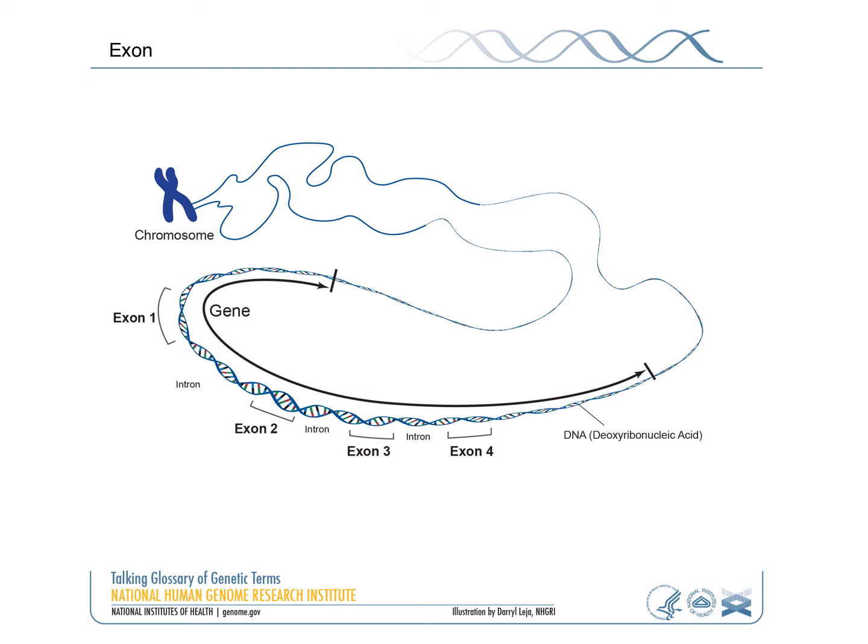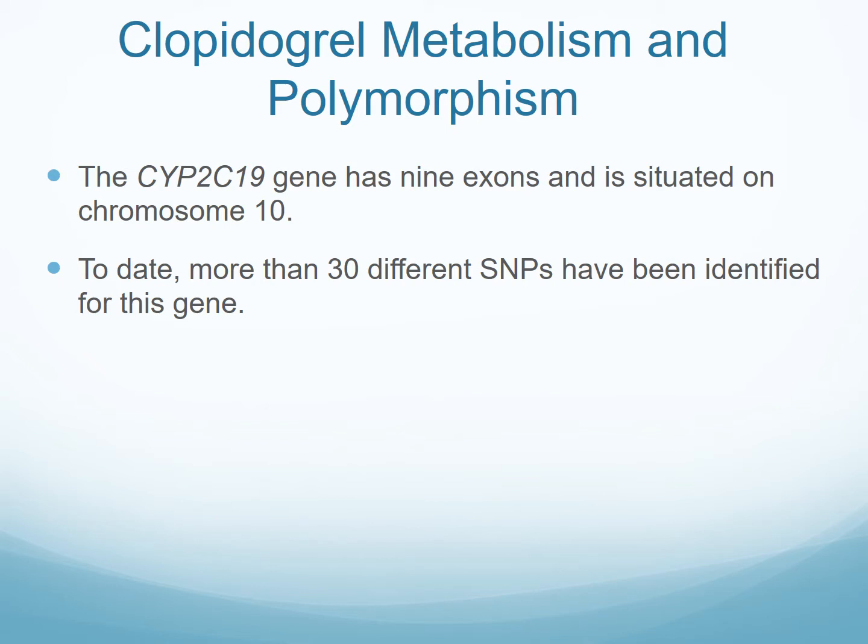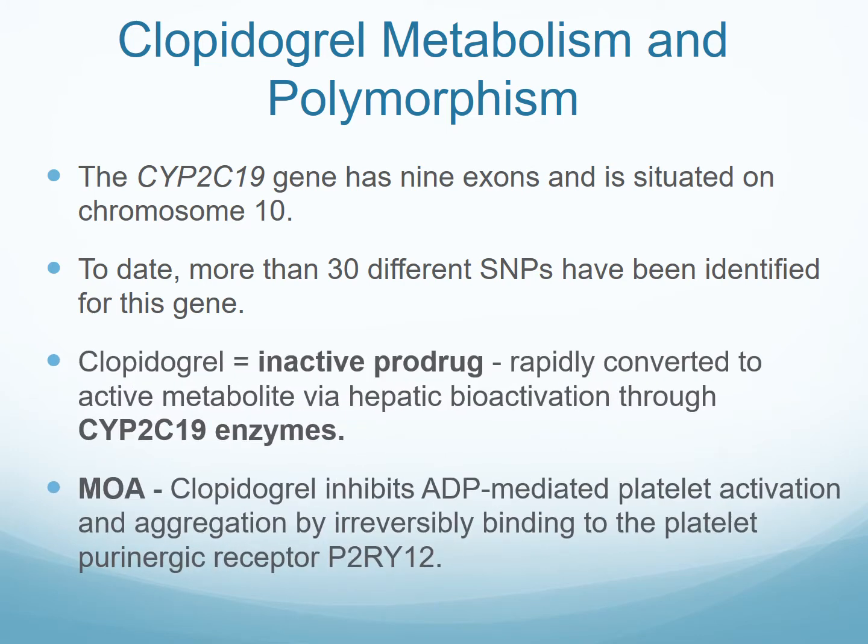Now, an exon is another important concept. An exon is that part of the gene that codes for the amino acids. So most gene sequences are kind of broken up. So the exon codes for a specific amino acid. Remember, a gene is a whole sequence for a protein, and proteins are made of specific amino acids. Okay? The CYP2C19 has 9 exons, in other words, 9 areas for amino acids. It's on chromosome 10, and we've found more than 30 polymorphisms.